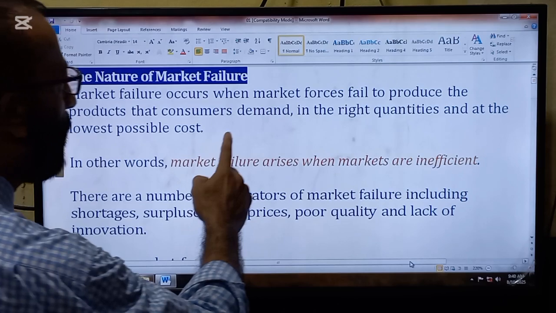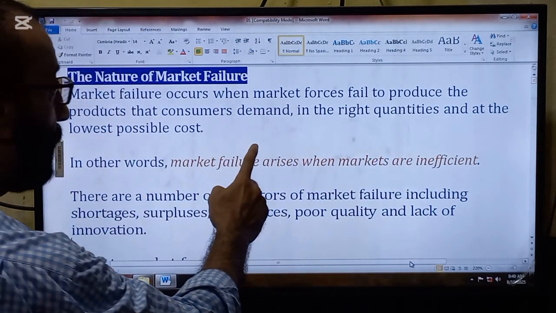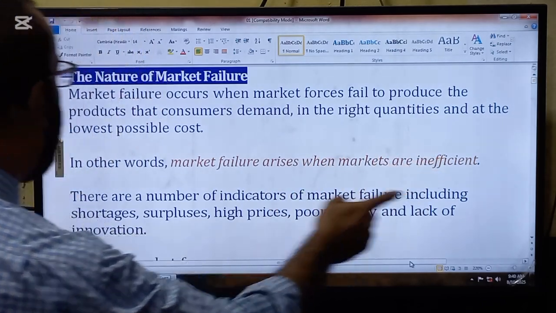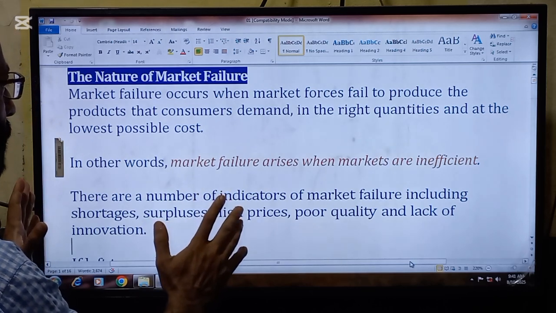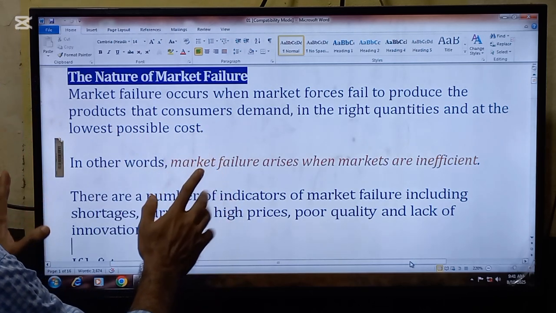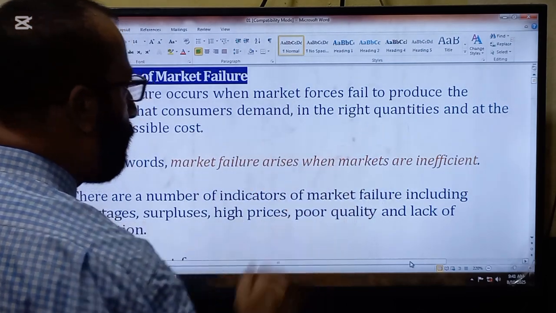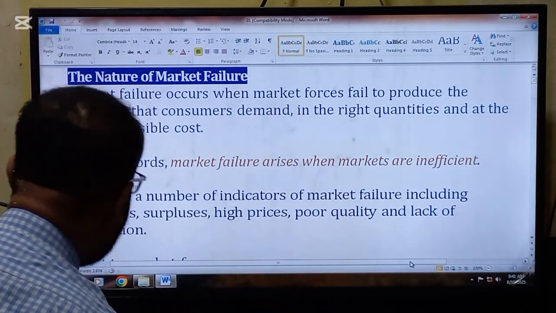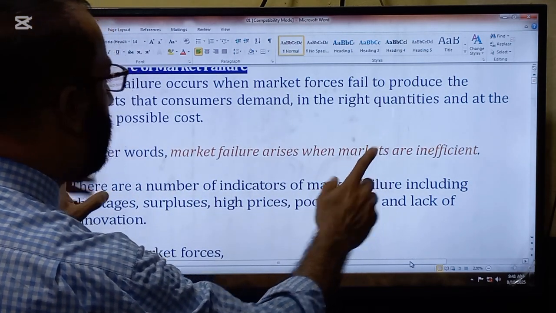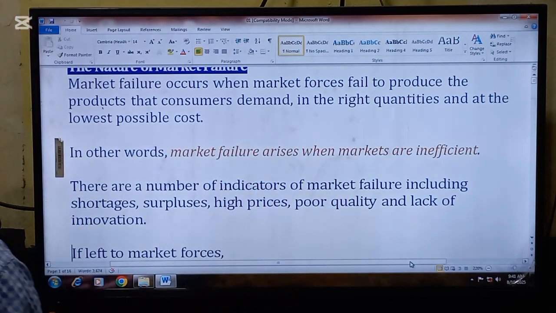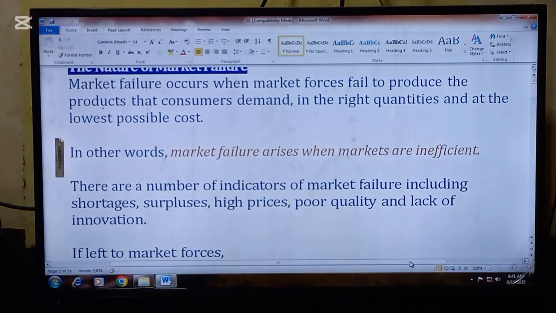Market failure occurs when market forces fail to produce the products that consumers demand in the right quantities and at the lowest possible cost. So, three things are very important in the nature of market failure. Number one, the things which consumers demand. Number two, in the right quantities. And number three, at the lowest possible cost. So if these things are not done, definitely the market will fail. In other words, market failure arises when markets are inefficient.